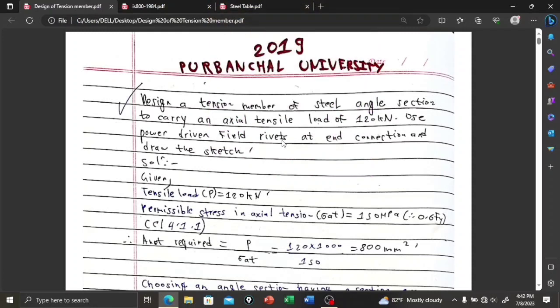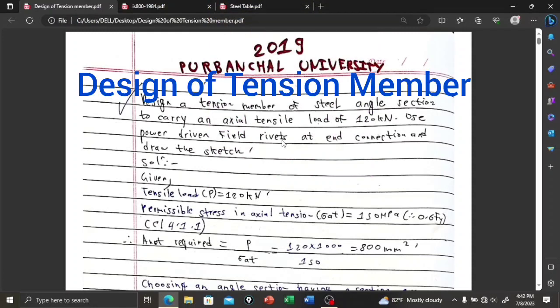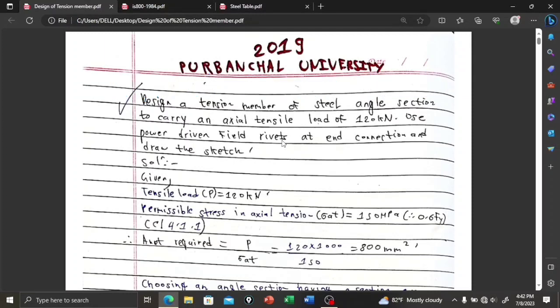Today I will discuss the numerical of design of tension member of the subject design of steel and timber structure. I will solve the past questions of Purvanchal University.